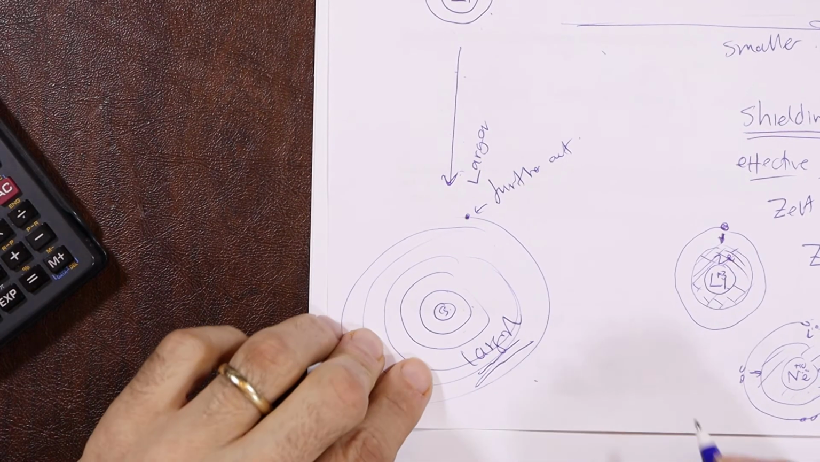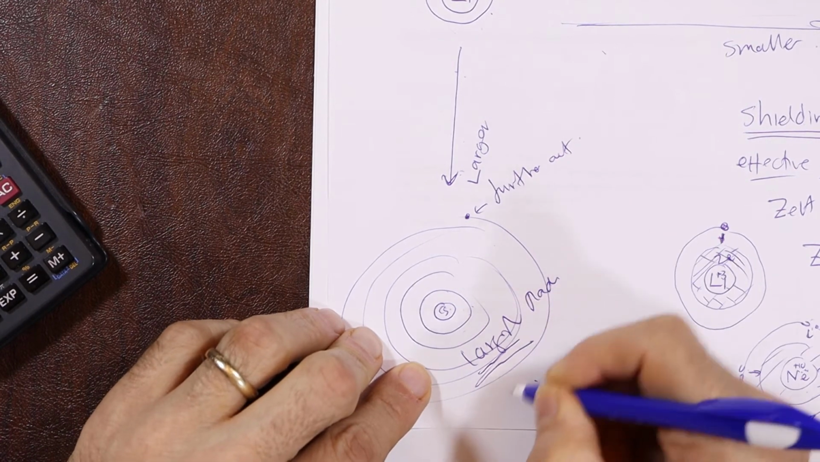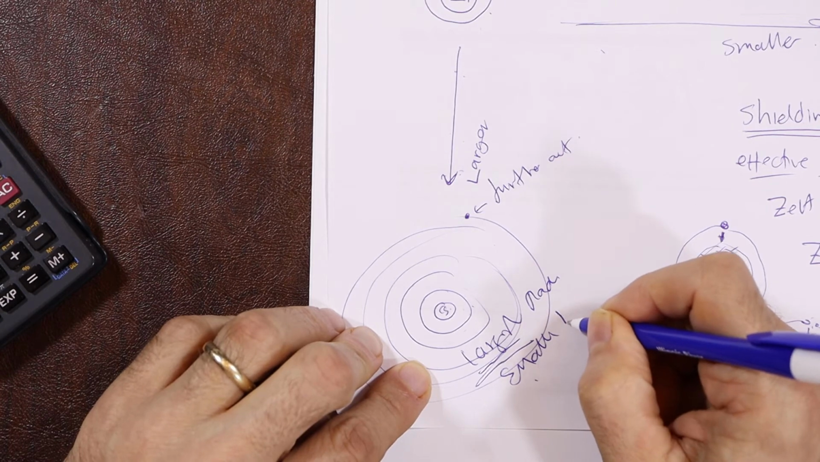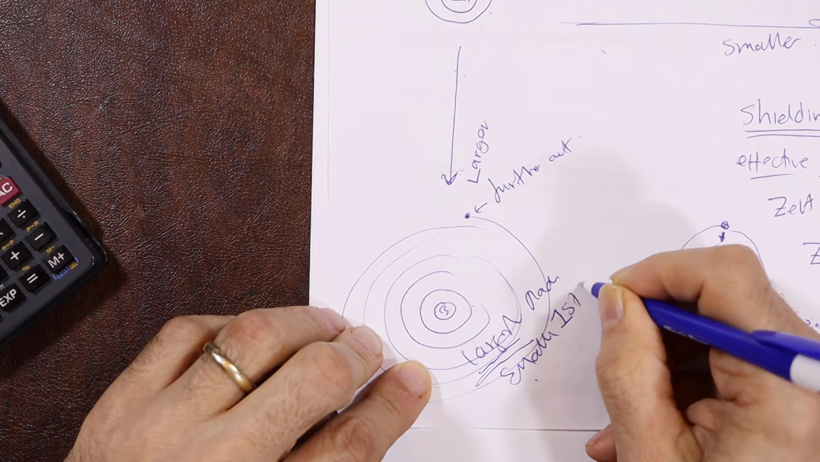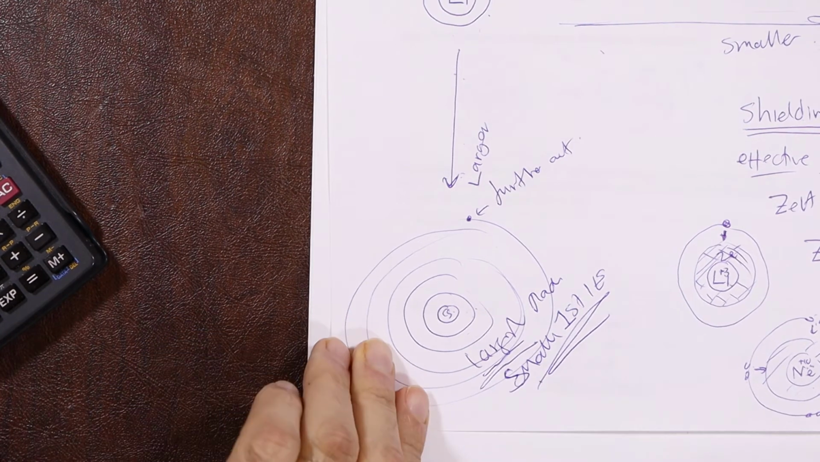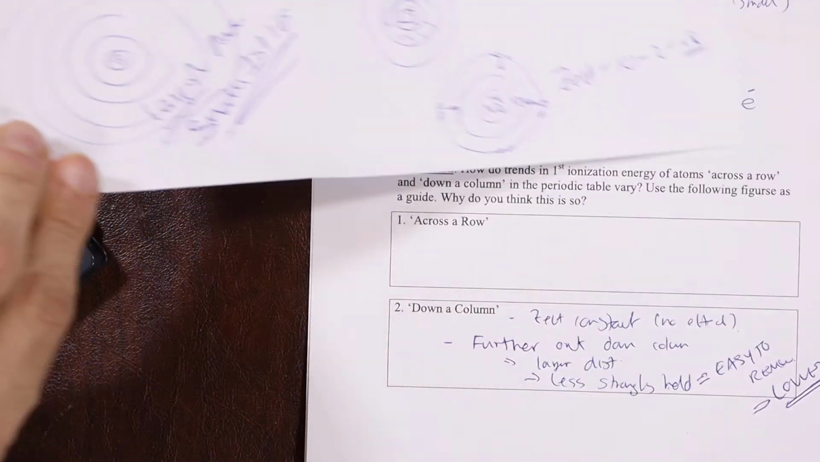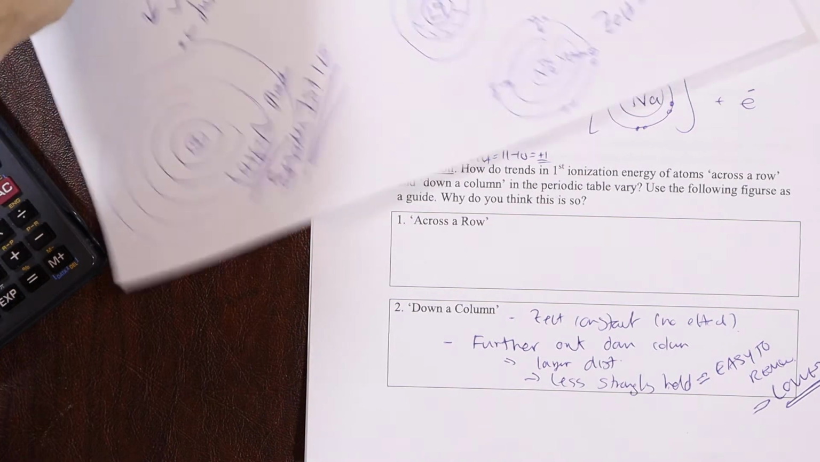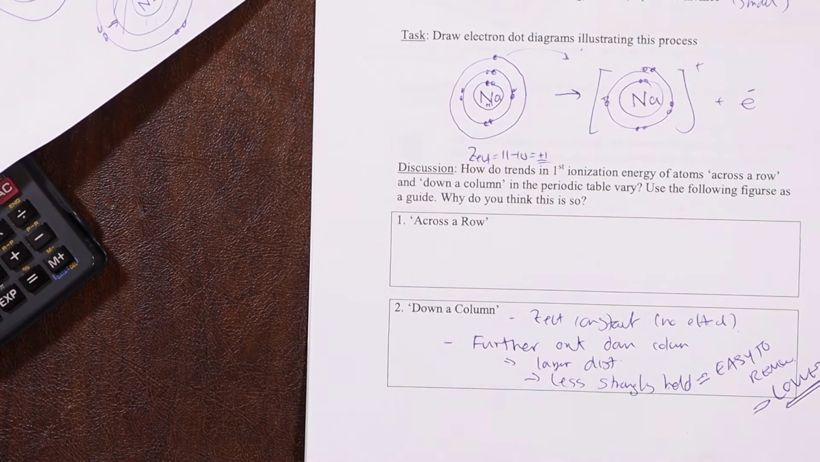So if I change my diagram here: largest radius, smallest first ionization. All right, so as we go down a column, it's easier to remove electrons, therefore lower first ionization. Now, fair enough.